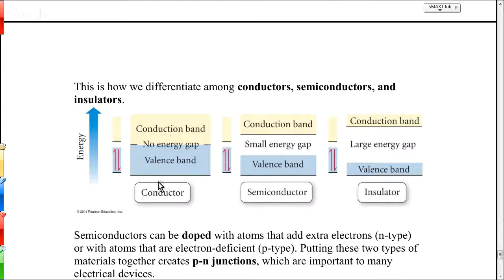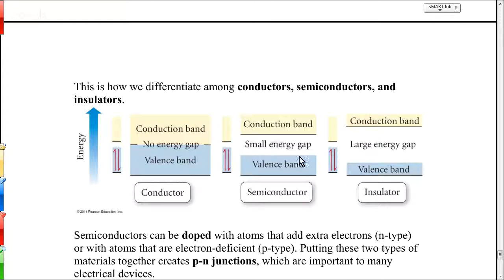So a conductive solid is one where the valence band and the conduction band meet in energy so that the electrons can easily go from the valence band of one atom to the conduction band of another. That's what we call a metal. That's why we talk about metals as having a sea of free electrons. A semiconductor has a very small energy gap that can be tuned and controlled through something called doping. And then an insulator has a large energy gap that prevents the flow of electricity.